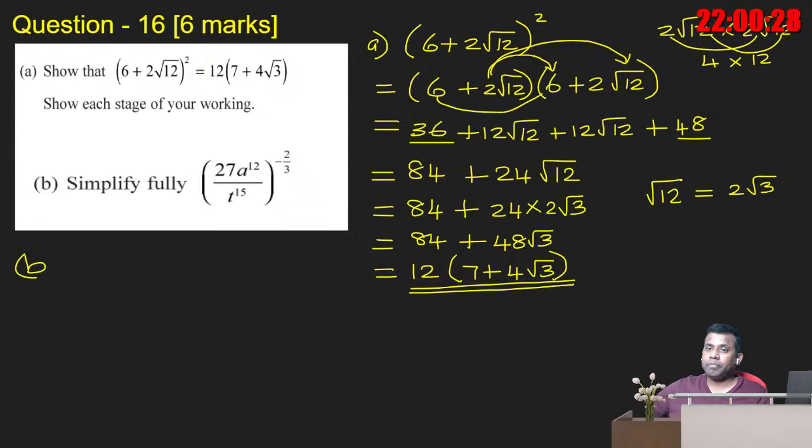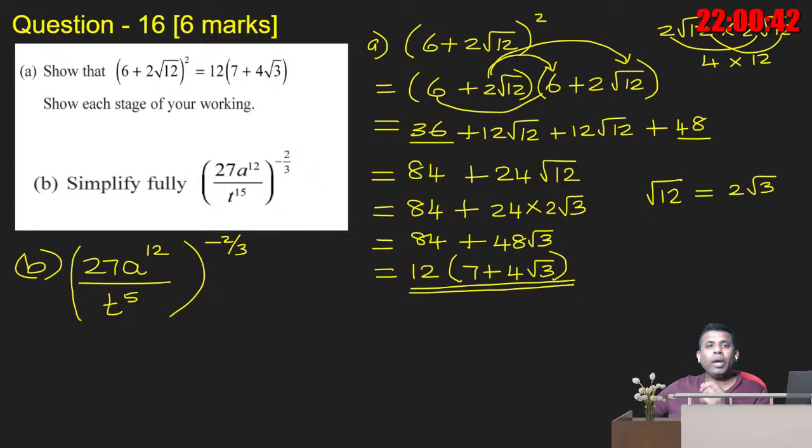Going to the B part, simplify fully: (27a^12 over t^5) to the power minus 2 over 3. Now be careful with this question. It has a negative power. When it comes to a negative power, the best way is to flip the fraction and turn the negative power into a positive power.